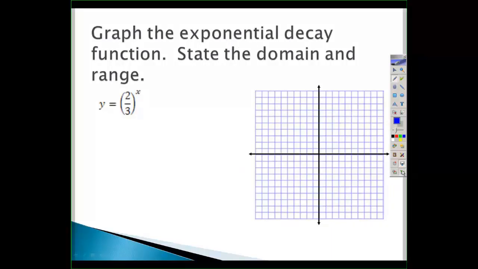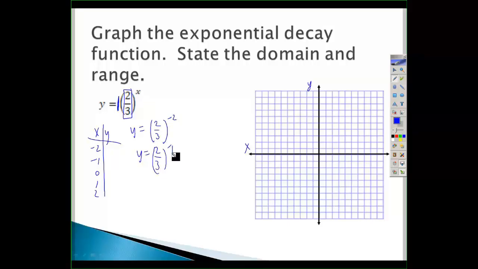It says graph the exponential decay function, state the domain and range. Let's just remind ourselves that's x and that's y. For today, we're just going to do a t-chart. Now remember, there is an a value out there of 1. The growth factor in this problem would be 2/3. It is between 0 and 1, so I know it is exponential decay. It's a fraction, so I know it's exponential decay. So let's just do our t-chart: -2, -1, 0, 1, and 2. And we're going to say y equals 2/3 to the -2. And all these things, I'm going to write them out for you.